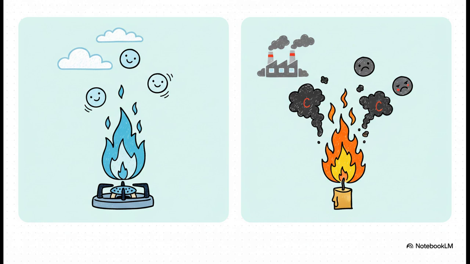Now, not all these chemical parties are created equal. If you have plenty of oxygen, you get a nice, clean burn. We call that complete combustion. The only things you produce are carbon dioxide and water. But if you start running low on oxygen, the party gets messy. That's incomplete combustion, and it creates some nasty stuff, like toxic carbon monoxide and soot.